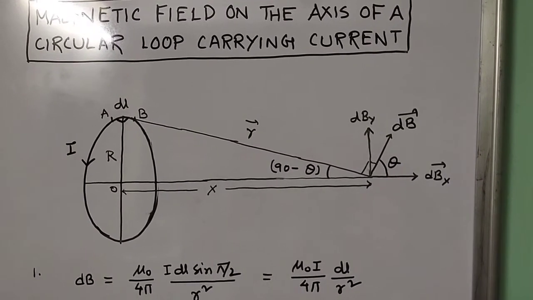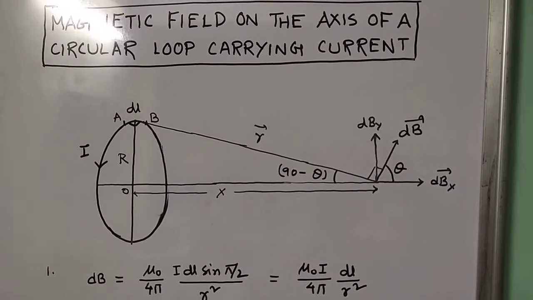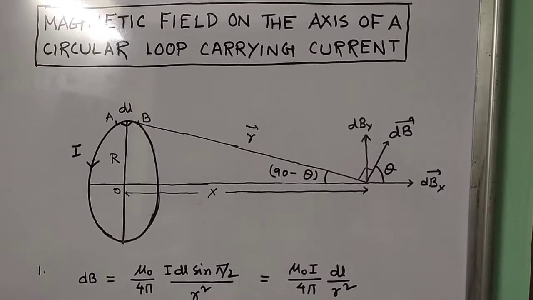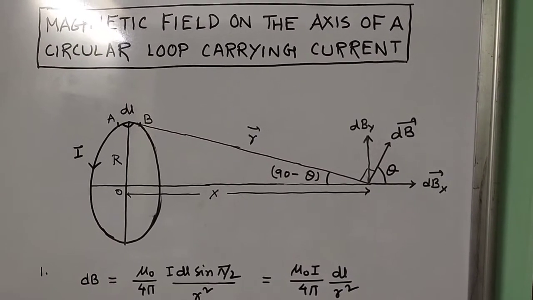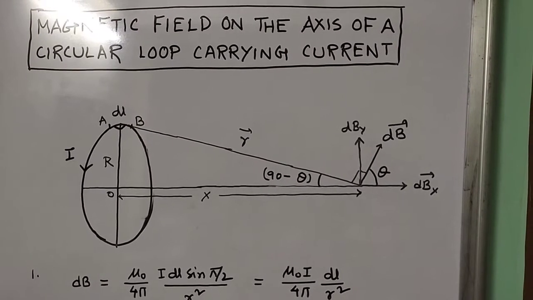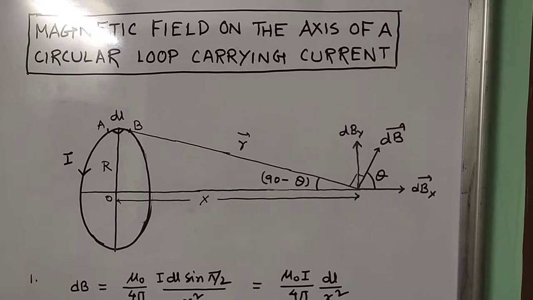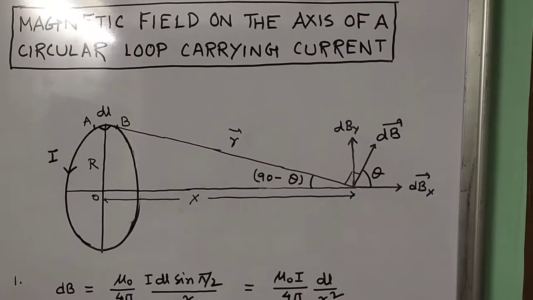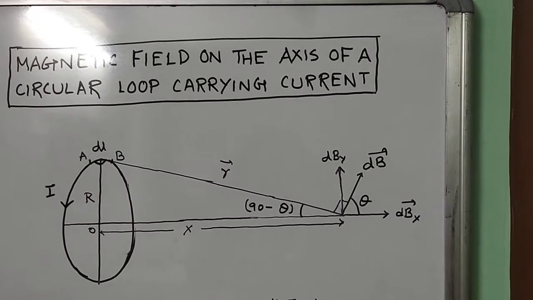Now let me try to find the magnetic field at that specific point, which is at a distance x from the center of the circular loop due to the current carrying element IDL. Now if you see the Biot-Savart law, magnetic field is perpendicular to the plane containing IDL and R as per the definition of the cross product. So if we consider dB is the magnetic field due to the current element IDL, then definitely dB is perpendicular to the position vector R. So like that we have drawn the figure. dB vector and R vector are at an angle of 90 degrees.